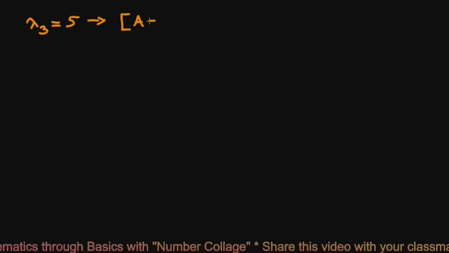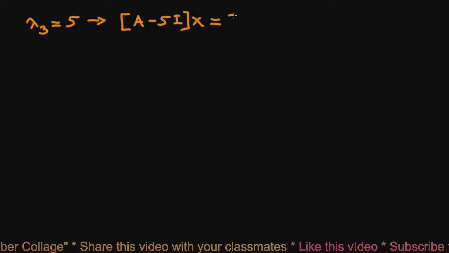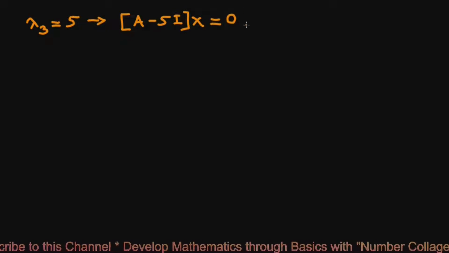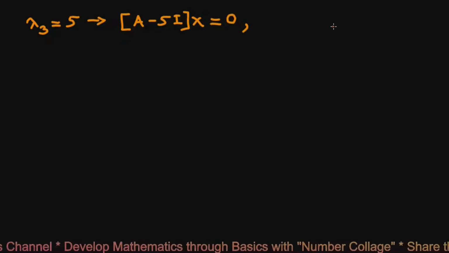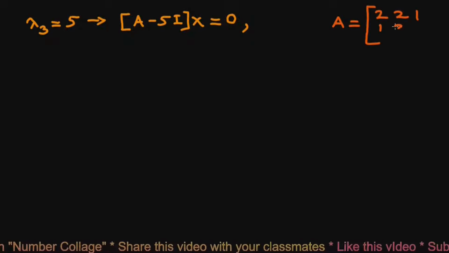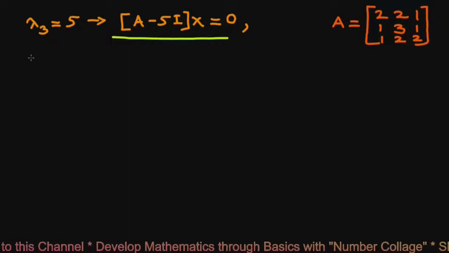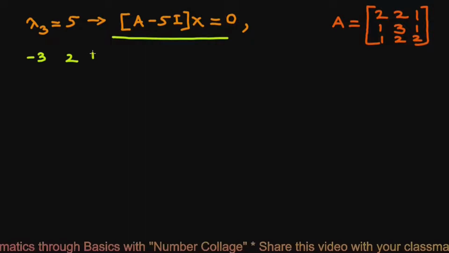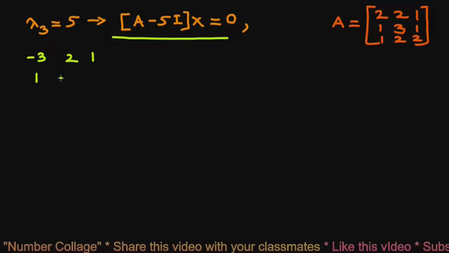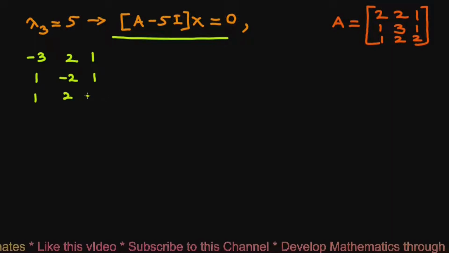The non-repeating eigenvalue is 5, for which we can write (A minus 5I) into x equals 0. To write this further, let us write the matrix A, which is [2 2 1; 1 3 1; 1 2 2]. So we can write this as [2 minus 5, that is minus 3, 2, 1; 1, 3 minus 5, minus 2, 1; 1, 2, 2 minus 5, minus 3].